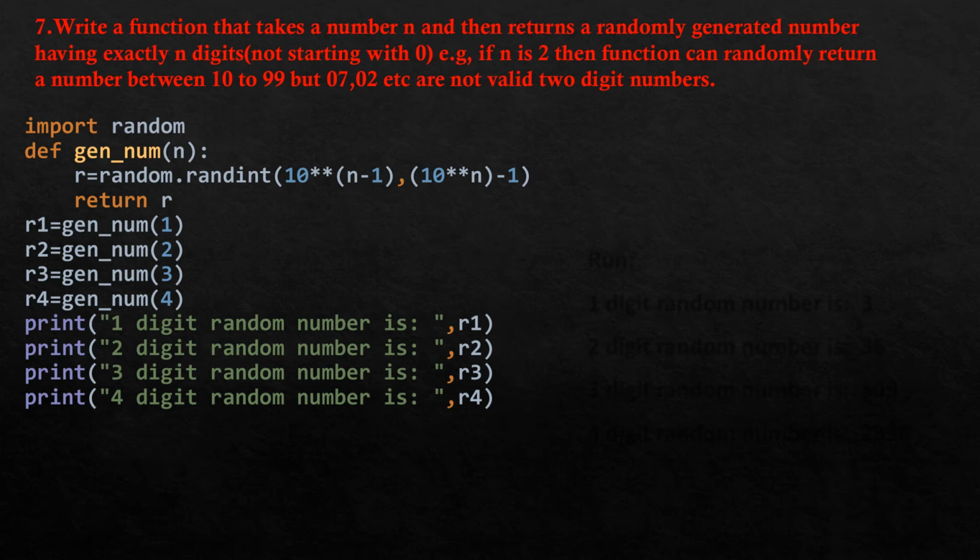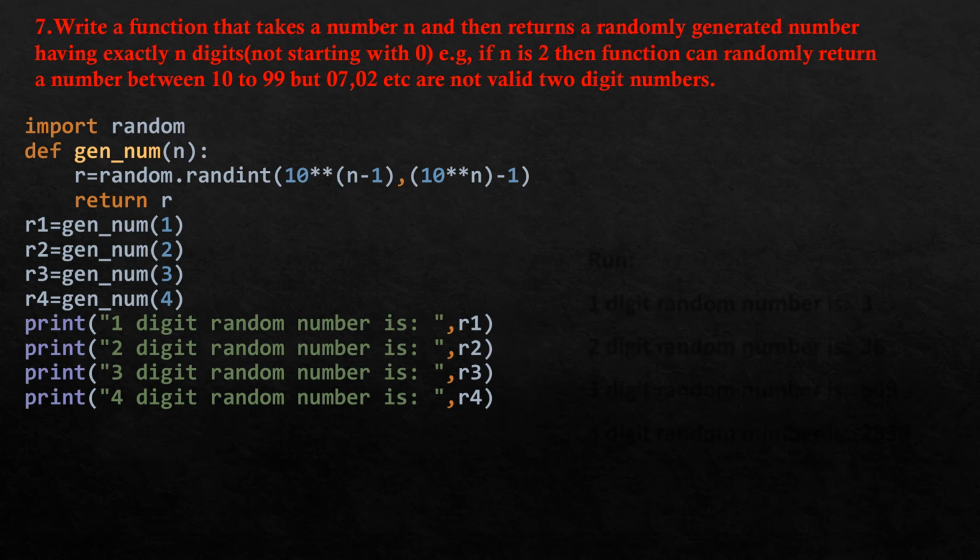So if we follow this formula, then if n is equal to 1, then the lower limit becomes 10 to the power 1 minus 1, that is 0. 10 to the power 0 is 1. And the upper limit is 10 to the power 1, that is 10 minus 1, that is 9. Okay, like this it will follow for all the values of n.